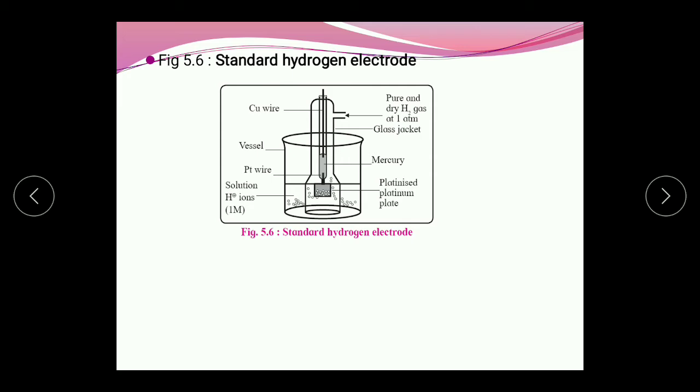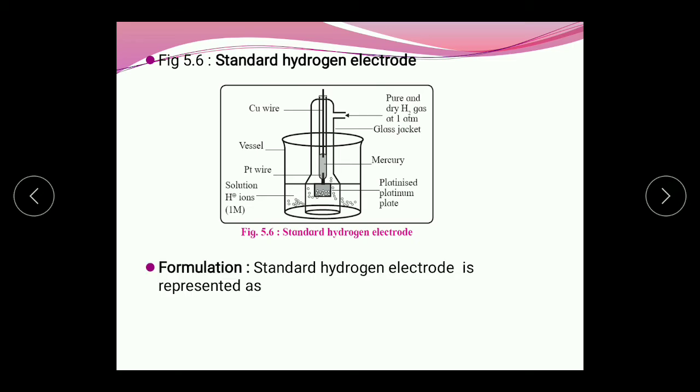Here we have to maintain three conditions which are basic, because the potential of SHE is arbitrarily taken as 0. For that, the gas should be pure and dry. It should be bubbled at 1 atmospheric pressure, and the solution of H+ ions should have 1 molar concentration.